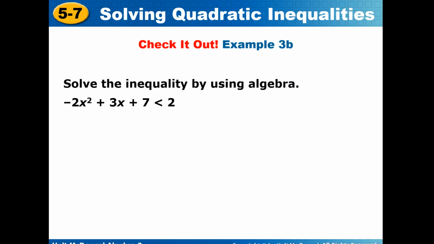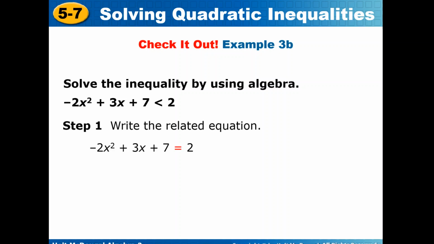All right, so the first thing we want to do is go ahead and rewrite our related equation. And then I'm going to subtract 2 from both sides. So I end up with negative 2x squared plus 3x plus 5 equals 0. Now I can't just factor, I need to factor it out, but I need to be careful here because I have a negative 2 as the coefficient of my x squared, and I don't really like to have that. So I'm going to have to do a few things that change things up.